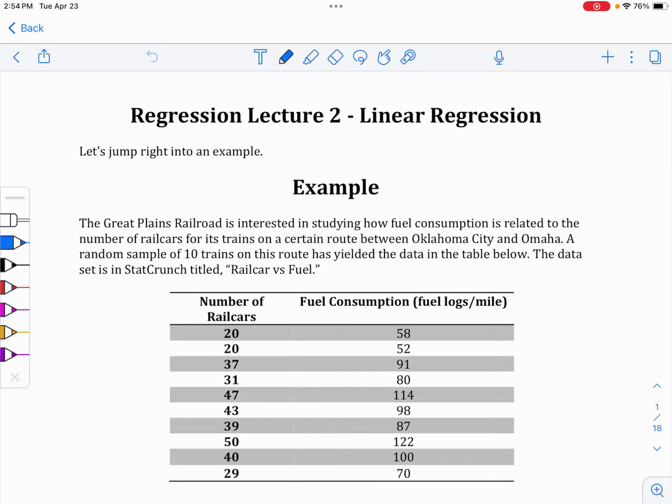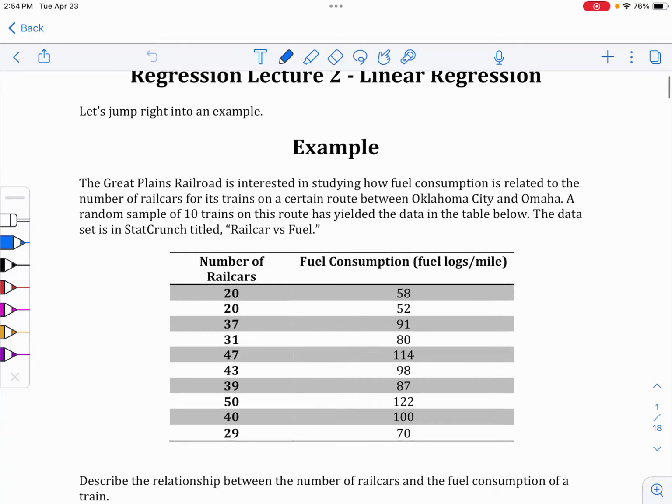So we're going to jump right into an example here. The Great Plains Railroad is interested in studying how fuel consumption is related to the number of rail cars for its trains on a certain route between Oklahoma and Omaha. A random sample of 10 trains on this route has yielded the data in the table below. Data is then in StatCrunch, rail car versus fuel.